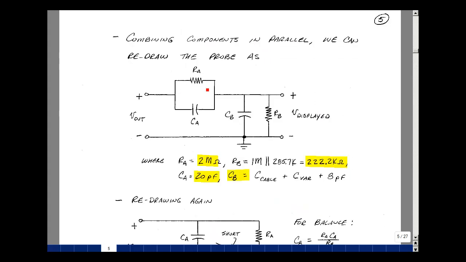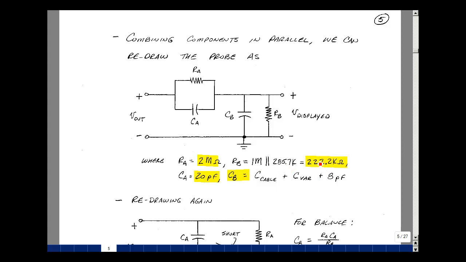The probe tip had a resistor of 2 megohms. I'll call that R sub A. In parallel with that was a 20 picofarad capacitor. I'll call that C sub A. And then we had the interfacing of the scope and the end of the probe, which had a 285.7K resistor, and the scope looked like 1 megohm. Those two in parallel are 222.2K.